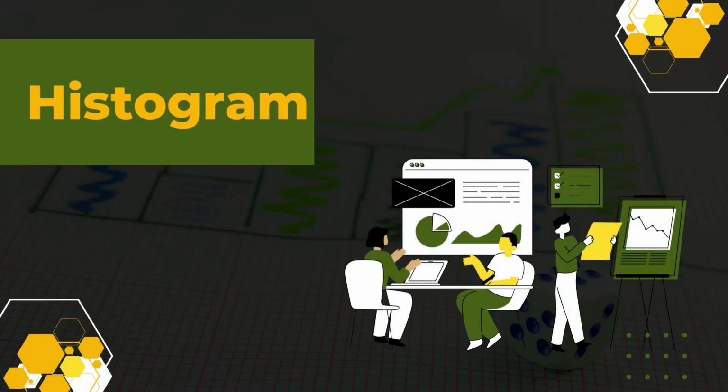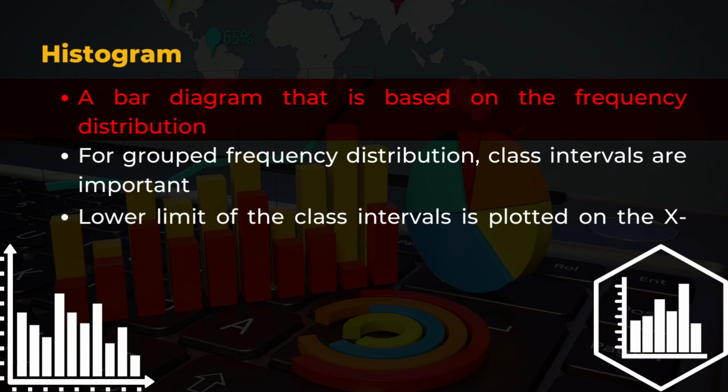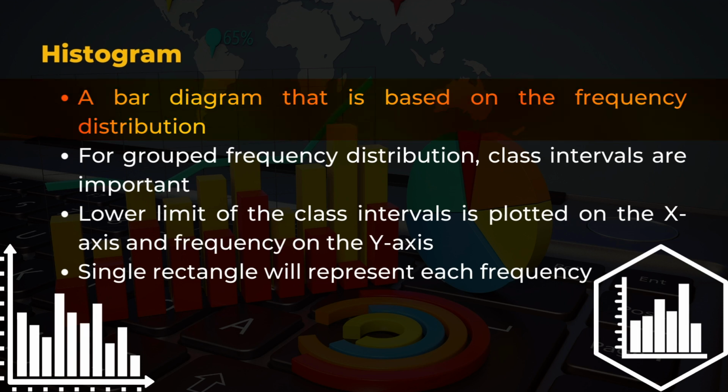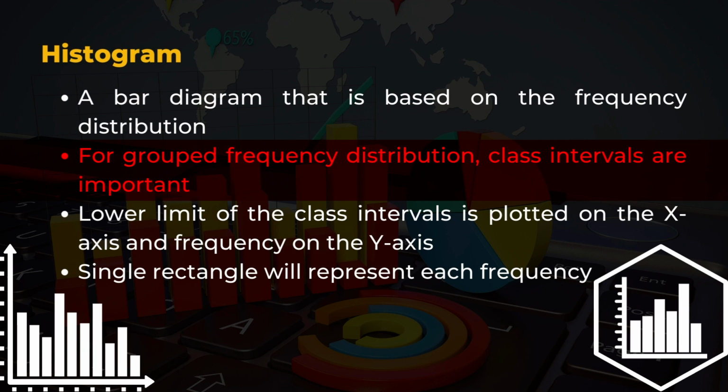Histogram is also a kind of bar diagram. You know why we say that? Because these are the bars that are represented. In a histogram also, these are bar diagrams, but what is important here is the frequency distribution, right? So for group frequency distribution, class intervals are important. We also discussed the class intervals in the previous sessions, and they can be inclusive or exclusive.